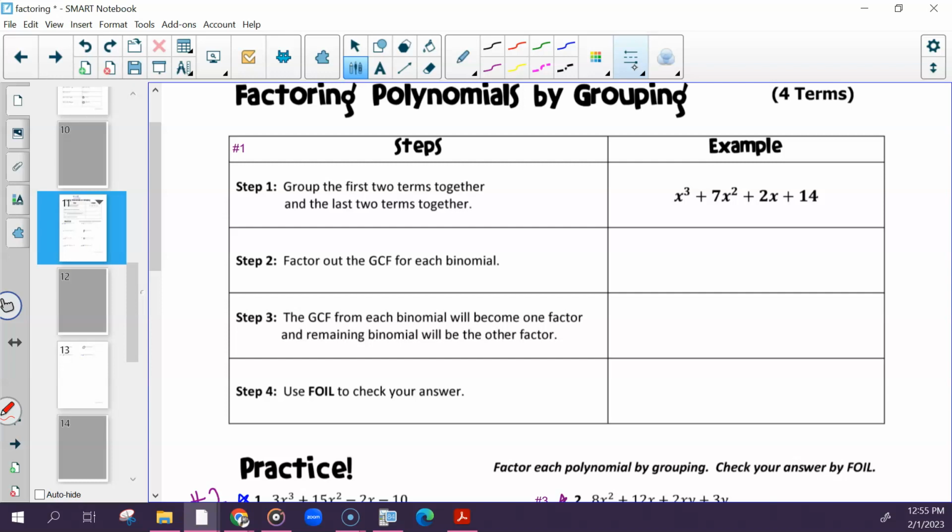So in this first problem, notice it has 4 terms, as it should. You're going to split it down the middle. The sign in front of the third term, you're going to put it with the second half. And then you're looking for the GCF of both parts, but we're going to do that one step at a time. So what do these first two have in common?